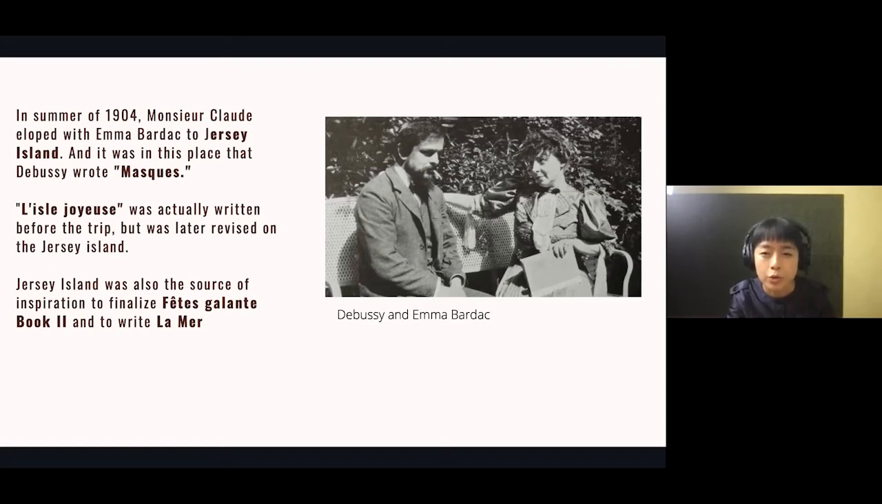And also, of course, La Mer was inspired by the sea at Jersey Island, and that's where he wrote this La Mer, composed of 3 movements. Okay, so that's the picture of Debussy and Emma Bardac.